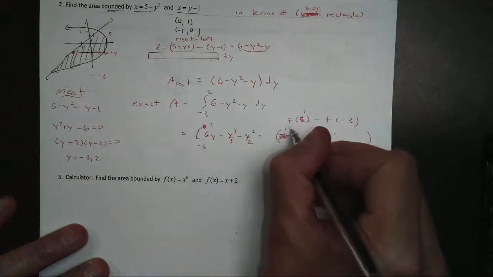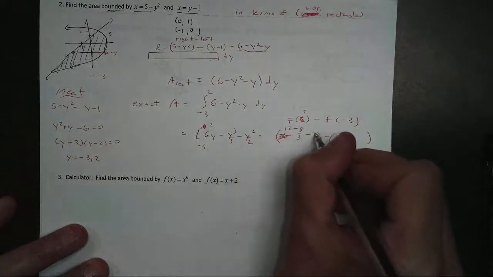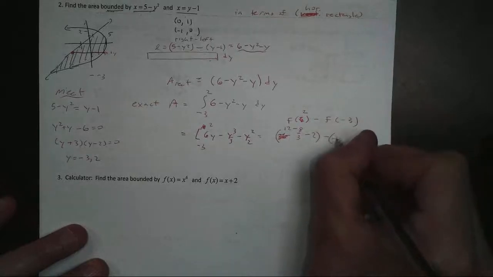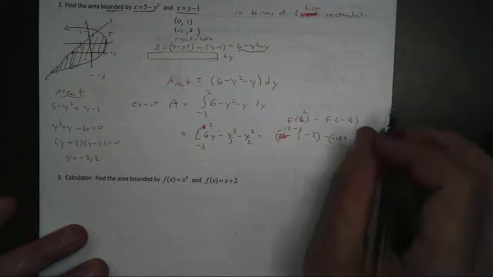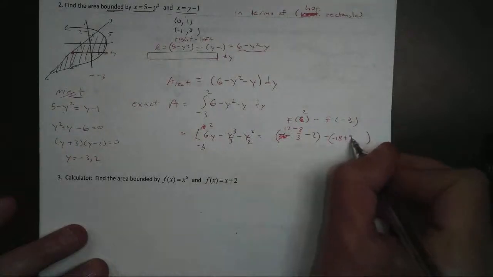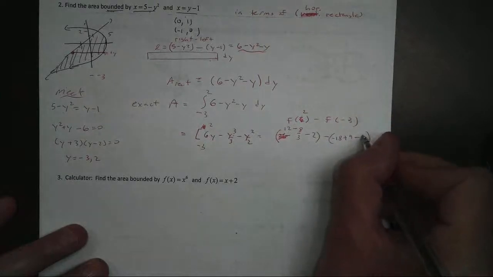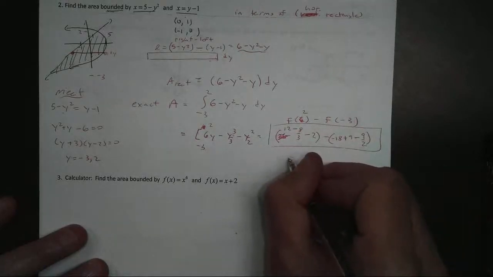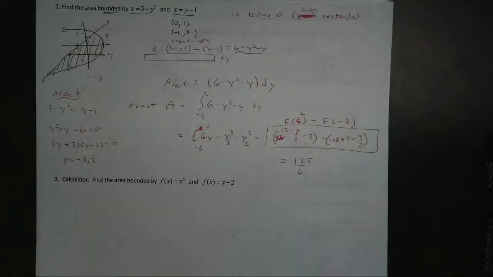So we get 12 minus 8/3, again minus 2. And plug in the negative 3: negative 18. This becomes plus 9. And plug in the negative 3 over here, we get minus 9 over 2. You can leave your answer like this. I like that. Or if you want to simplify it, 125 over 6. And there we have it.